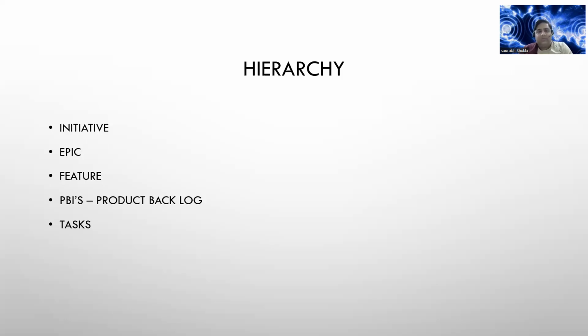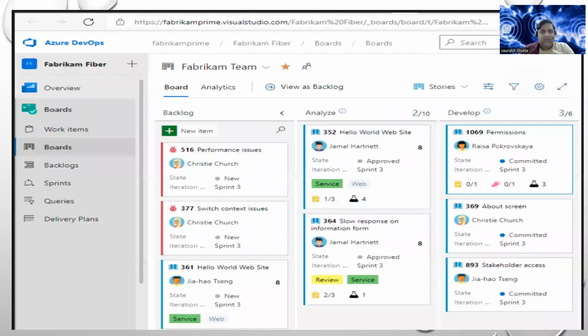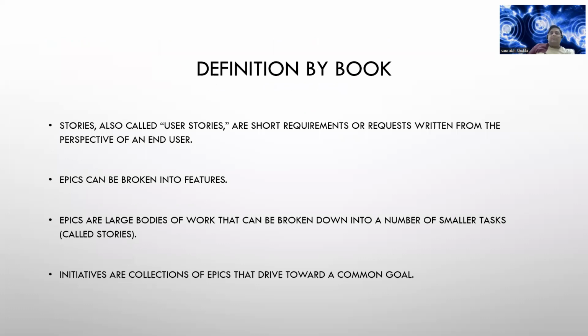Initiative has the maximum work. Initiative is basically the work that we have to do. Task is the smallest portion. As I told you, timing matters. Task is the smallest portion of time. PBI is a bit bigger, feature a bit bigger, then epic, then initiative. So, okay, this is the definition by the book. I took it from Google.